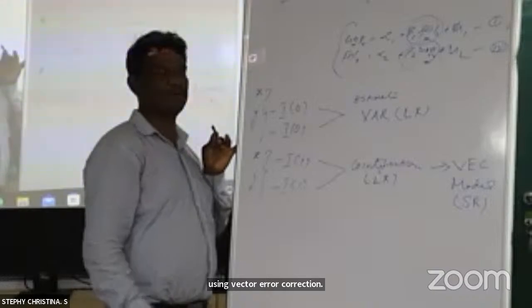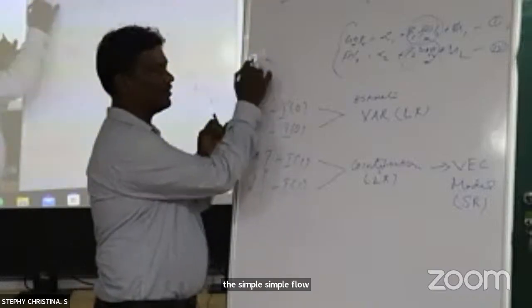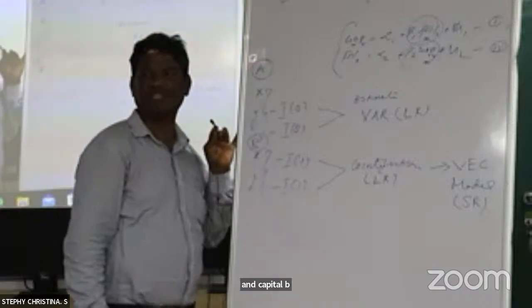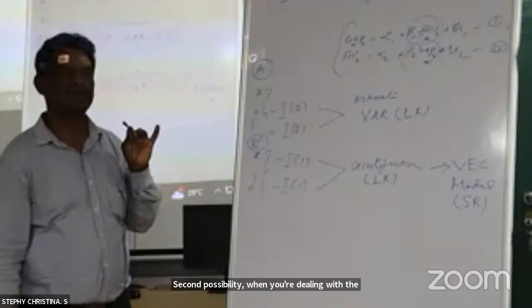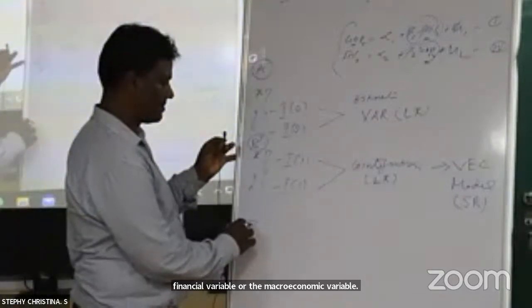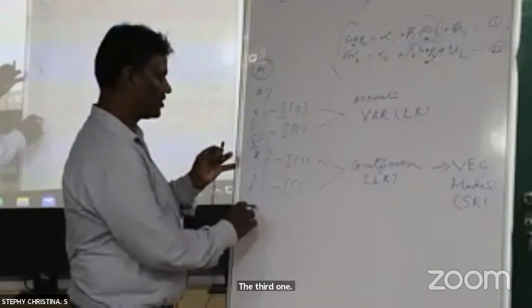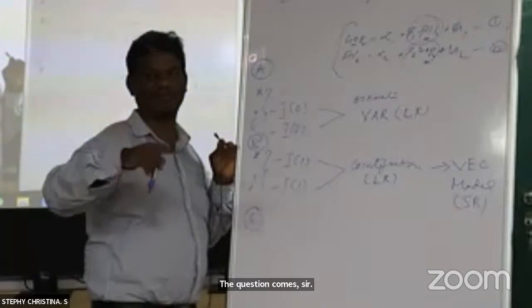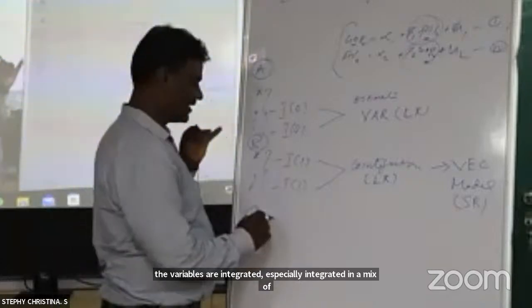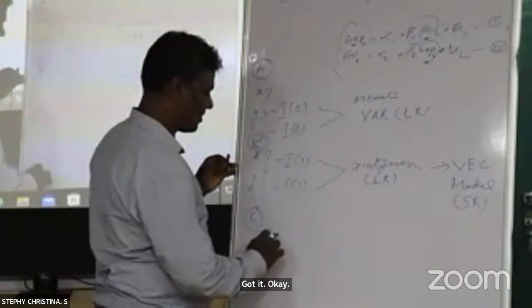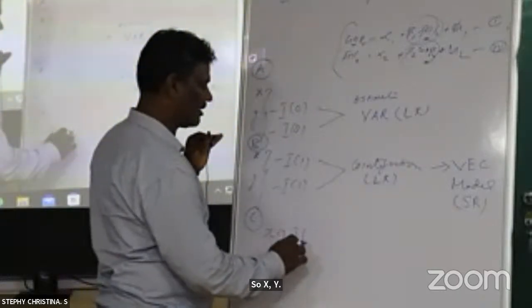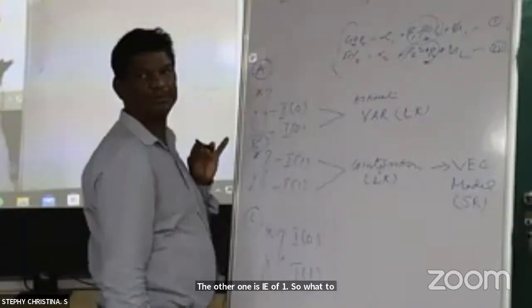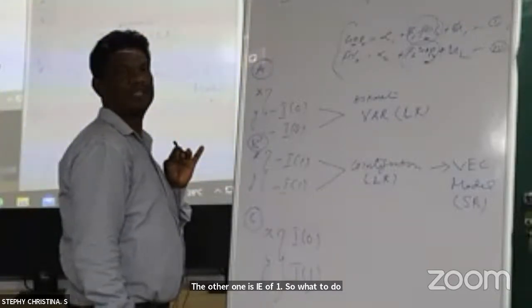There is another possibility. This is possibility number 1, capital A, and capital B is the second possibility, when you are dealing with financial or macroeconomic variables. The third one, C. The question comes, sir, when the variables are integrated in a mix of orders. So x, y: one is I(0), the other one is I(1). So what to do? Here also there is a model.